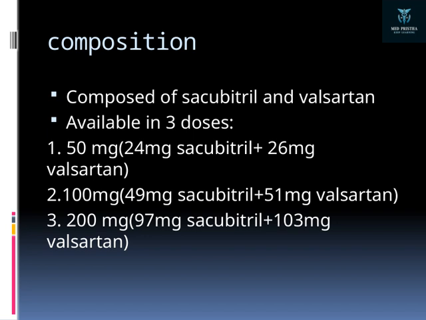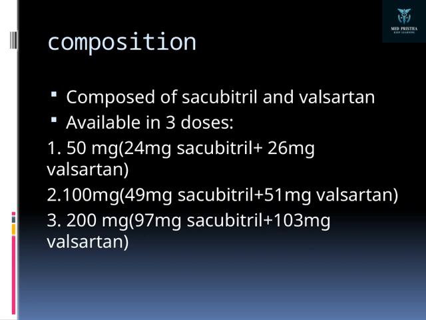The second dose is 100 milligrams, with 49 milligrams of sacubitril and 51 milligrams of valsartan. And finally, there's the 200 milligram dose, which has 97 milligrams of sacubitril and 103 milligrams of valsartan. Understanding these different doses is important because it allows us to tailor treatment to each patient's needs. This flexibility plays a key role in managing conditions effectively and safely.